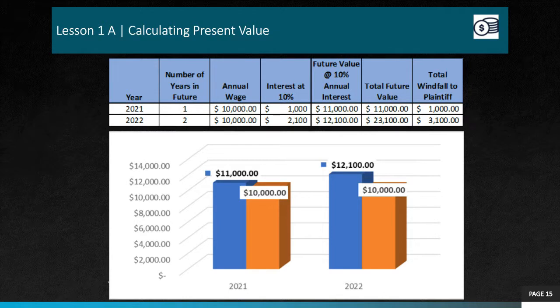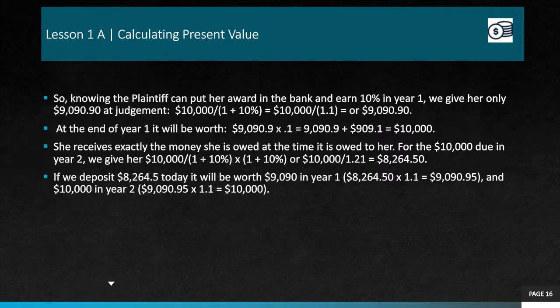Okay? So knowing that, we're going to give her a little bit less than the $10,000. We're going to discount it by the amount of interest she can earn, or 10%. So instead of giving her the $10,000 for her damages for year one, we're going to discount it by 10%. We're going to divide by 1 plus the interest rate and give her $9,090. At the end of year one, that's going to be exactly what she lost, or the $10,000. So she receives exactly the money she's owed at the time that it's owed to her.